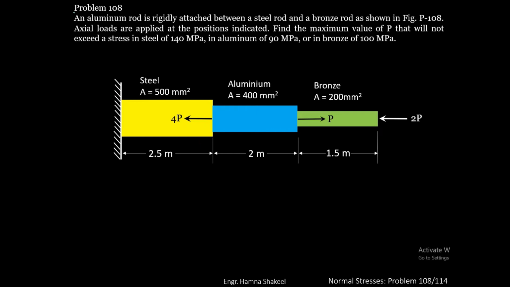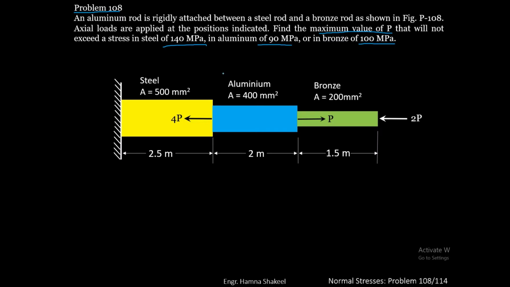In this video, I will solve problem number 108 that is related to axial stresses. The problem statement states an aluminium rod is rigidly attached between steel rod and a bronze rod as shown in the figure. Axial loads are applied at the positions indicated. Find the maximum value of P that will not exceed a stress in steel of 140 MPa, in aluminium of 90 MPa, or in bronze of 100 MPa.